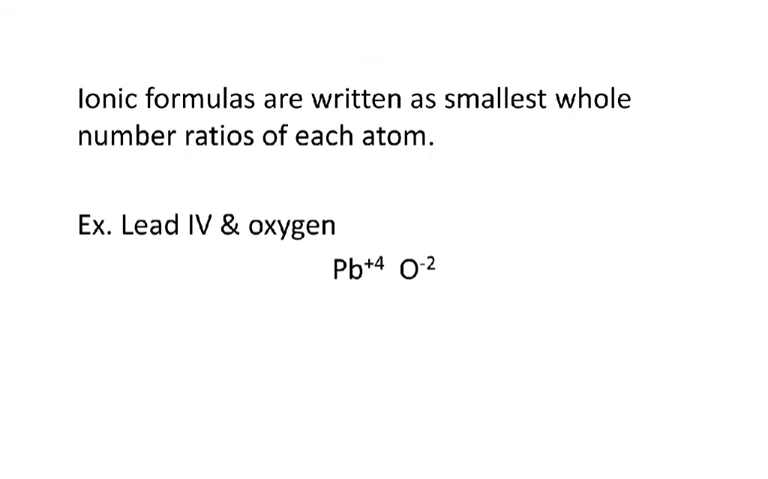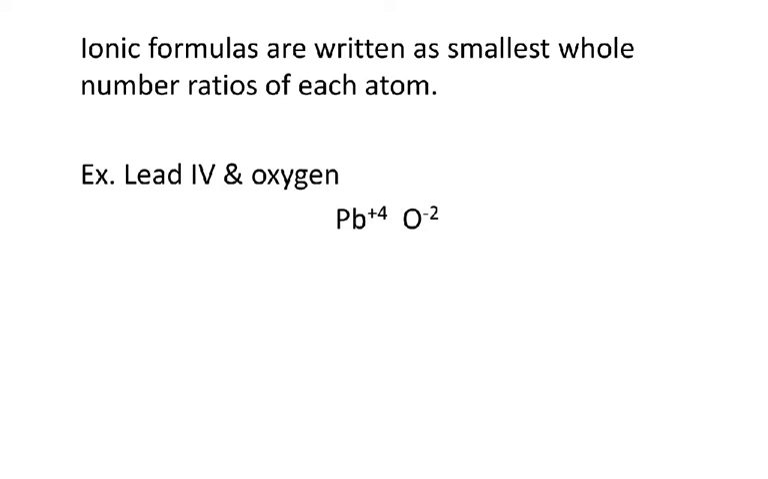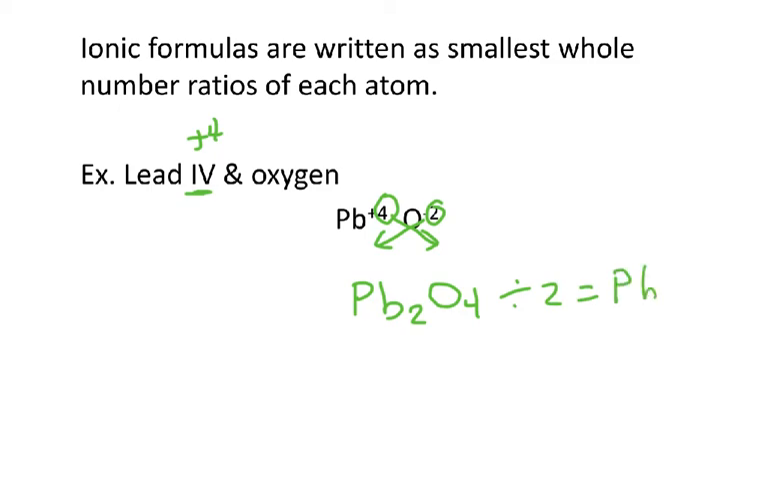Now, ionic formulas are written as smallest whole number ratios of each atom. So if we look at this, the lead 4, the 4 in the lead here means +4. That tells us the charge. So that's how I know that lead has a +4 charge. Now it's going to cross over and we get Pb2O4. Well, that's not the smallest whole number ratio. We're going to divide it by 2 and we're going to get PbO2.